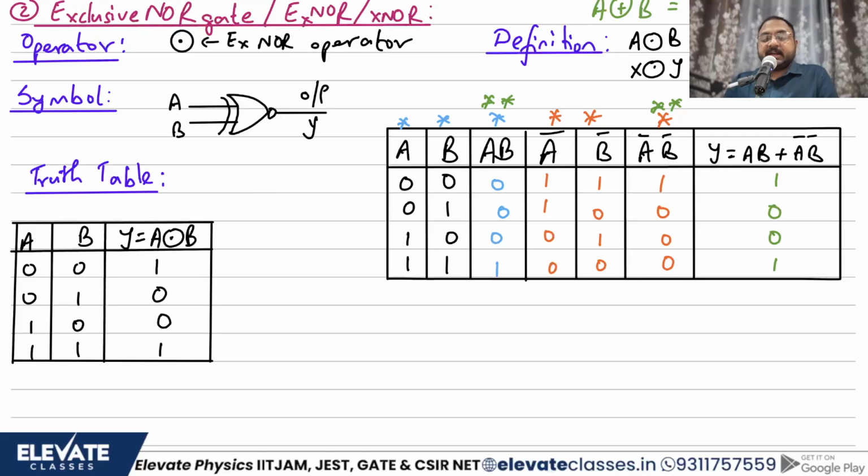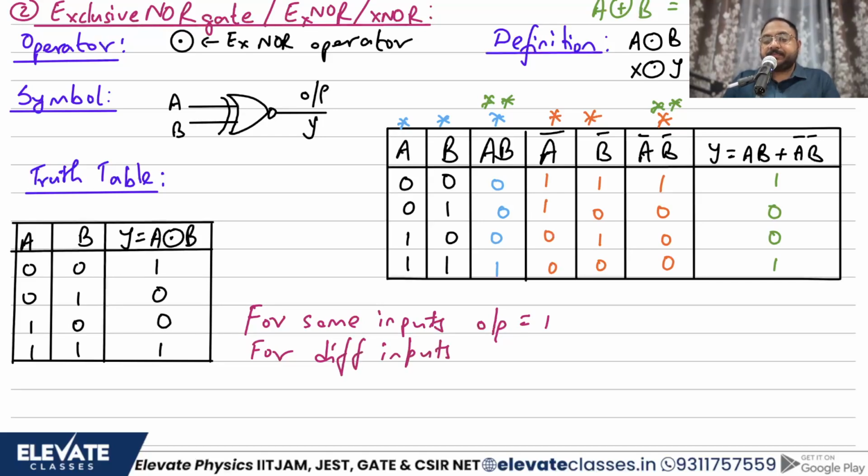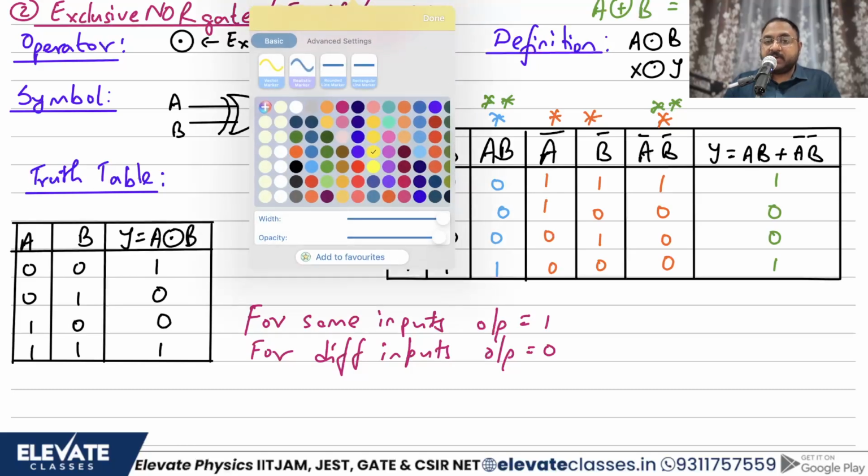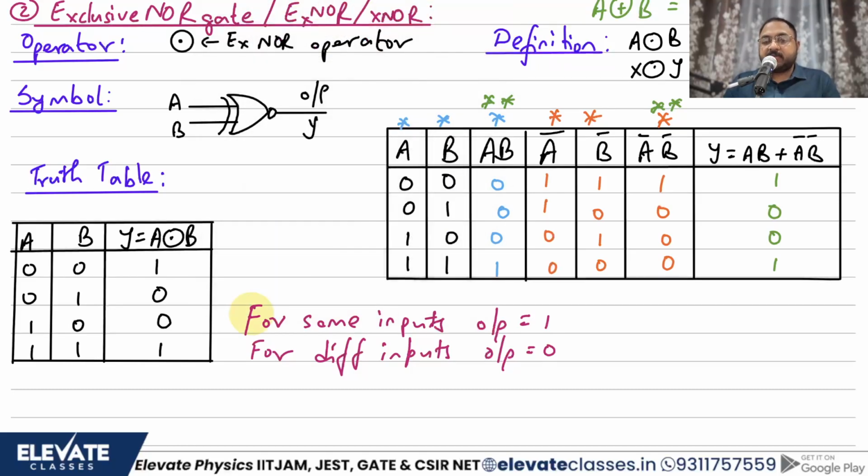So what is the conclusion we can write here? For same inputs, output is equal to 1. And we can say for different inputs, output is equal to 0. This is a very, very important property. If you are able to remember this, it will save you a lot of time, and you'll be able to solve problems with a lot of ease.